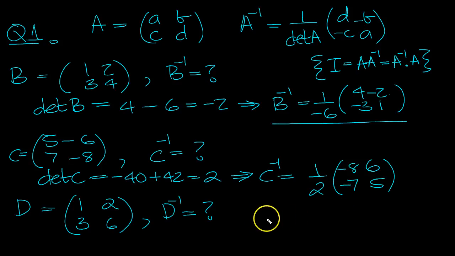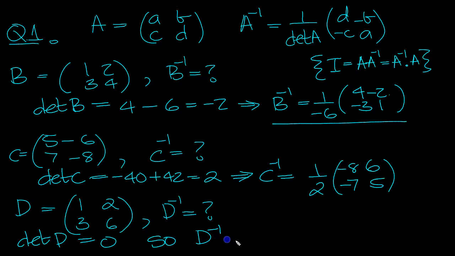Okay, good. And then D, so det D then. Now, last thing, 6 minus 6 is 0, so D to the minus 1 does not exist. It has no inverse. D has no inverse.